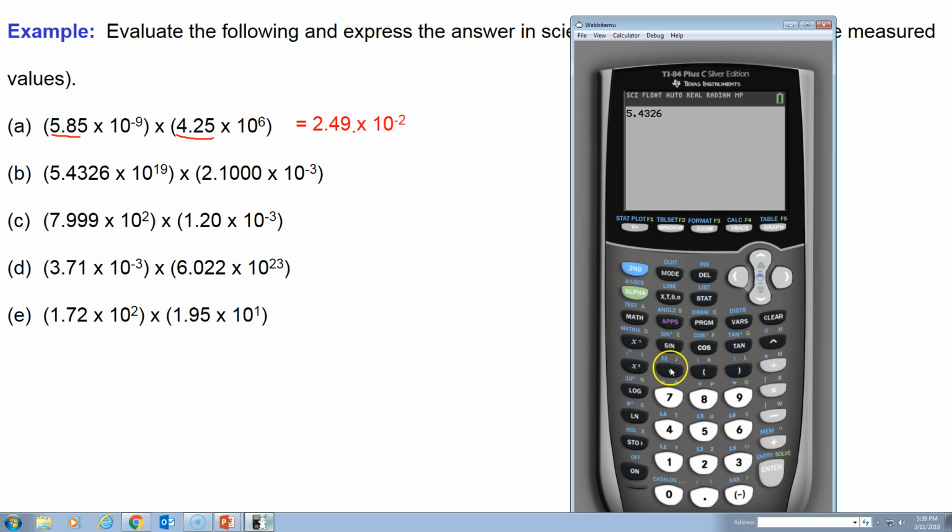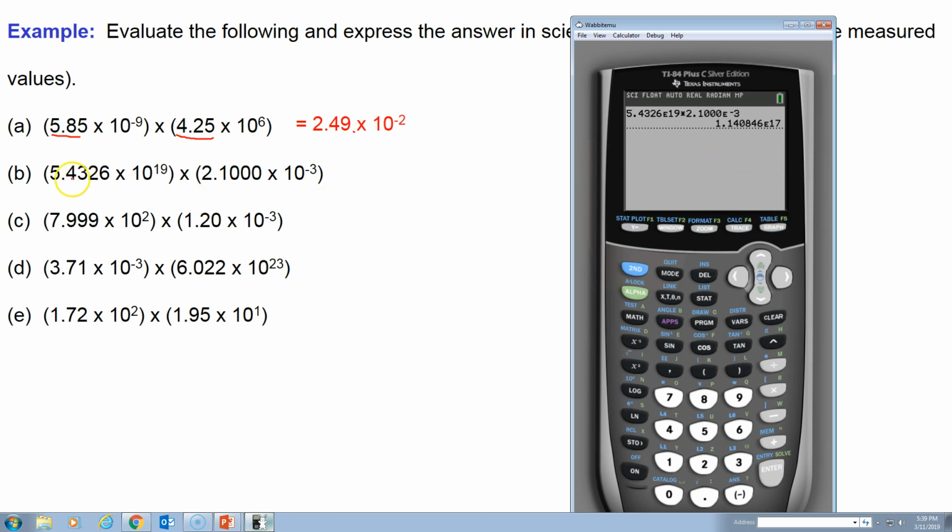5.4326, second function e to the 19. That's a really big positive number, times 2.1000, second function e minus 3. That's a small number, so enter. It's going to give me the calculator answer. We've still got it in scientific mode, so it's going to give it to me in scientific notation.